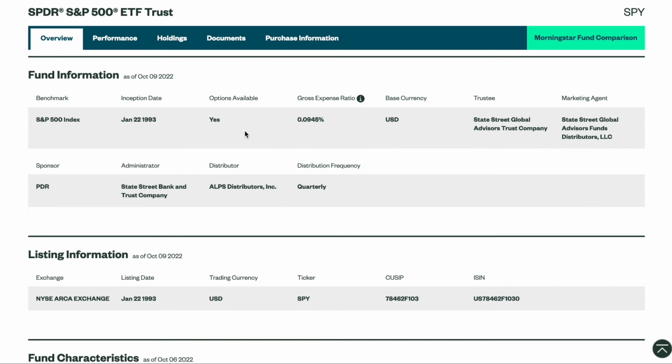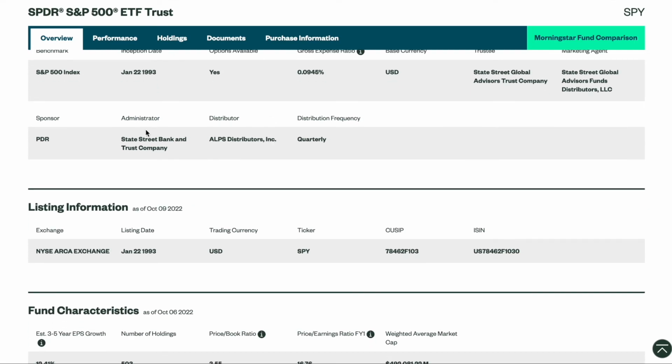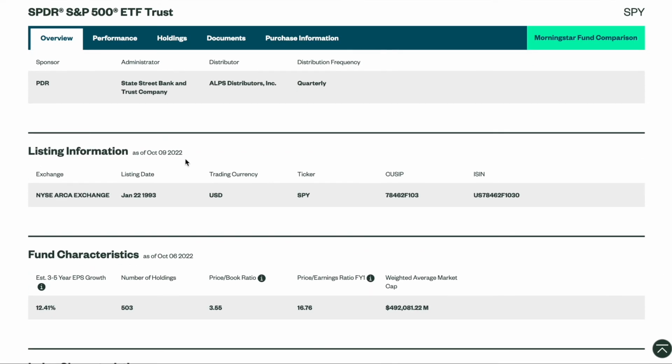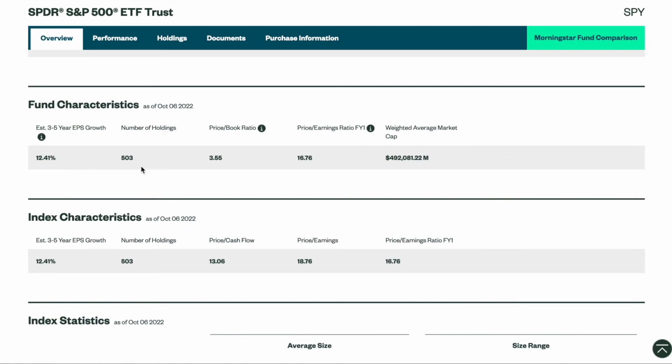And you got the benchmark, like I was saying, the S&P 500, the inception date when it was first started, expense ratio, and administrators, sponsors. Got the ticker symbol SPY, and you got the number of holdings, 503 holdings right there. You got the price to book ratio, 3.55. The price to earnings ratio, 16.76. And you got that 3 to 5 year EPS growth, the earnings per share growth, 12.41%.